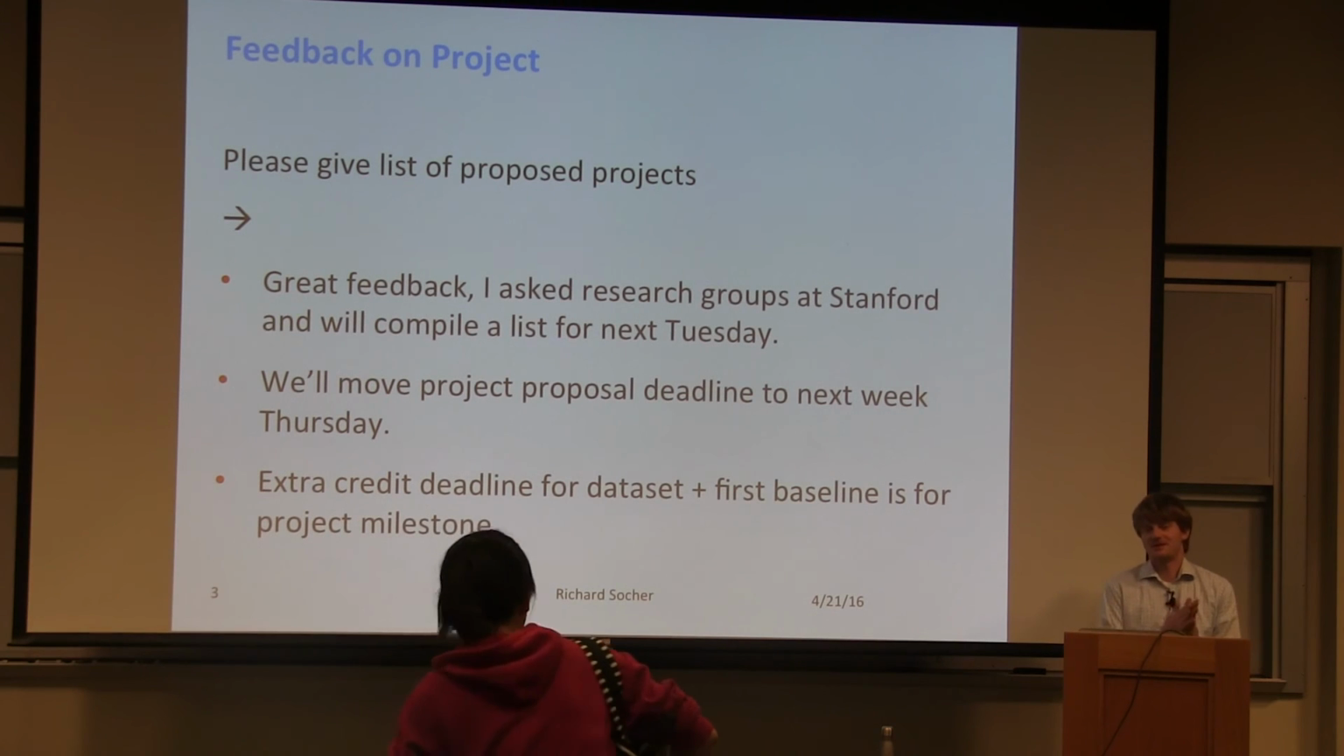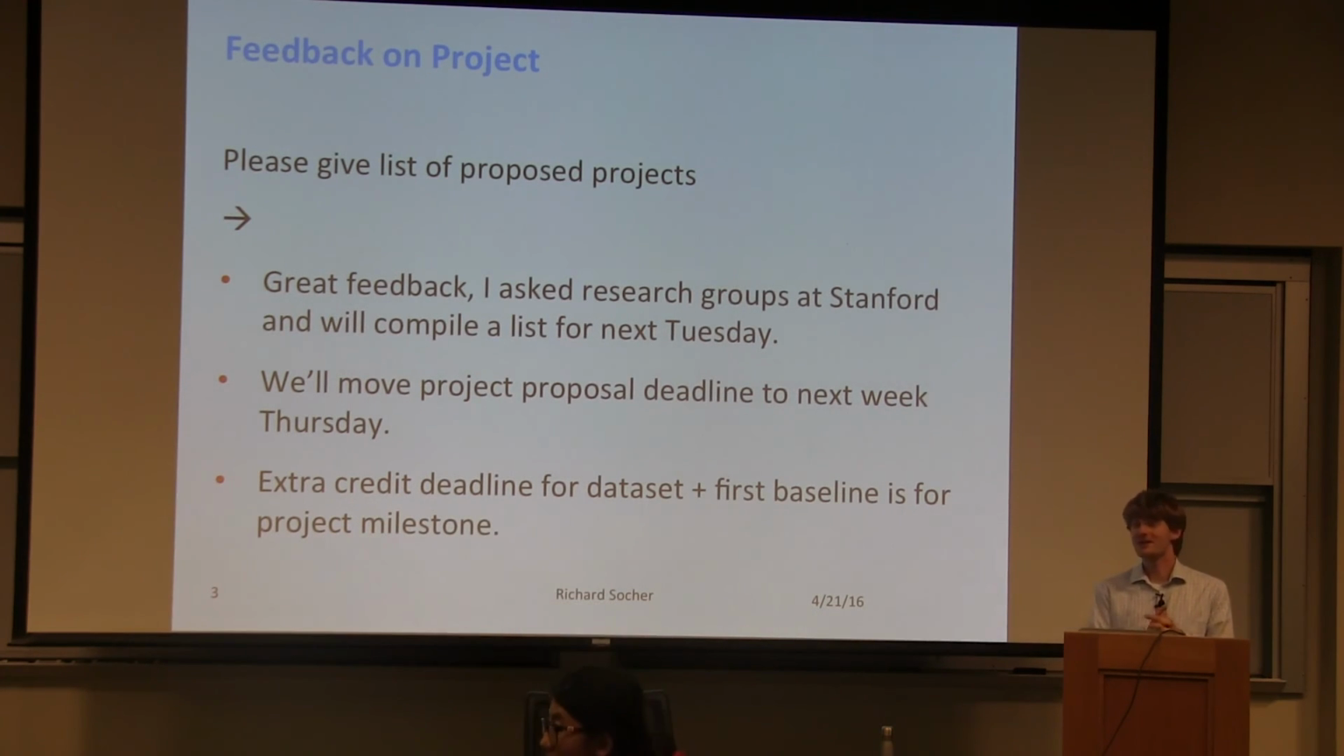And then another major piece of feedback was that people would like to see a list of proposed projects, and I actually think that's a great idea. So I asked a bunch of research groups at Stanford, mostly NLP and the deep learning groups, to see if they can come up with additional ideas. Everybody who came to office hours and asked me, I gave some ideas, but I might make that easier and basically compile a list and tell you. So in order for that to still have any useful impact, I'll move the proposal deadline to next week, Thursday, so today in a week, so that you have some time, and on Tuesday we can go over a list of potential projects for those of you who haven't had their own ideas yet.